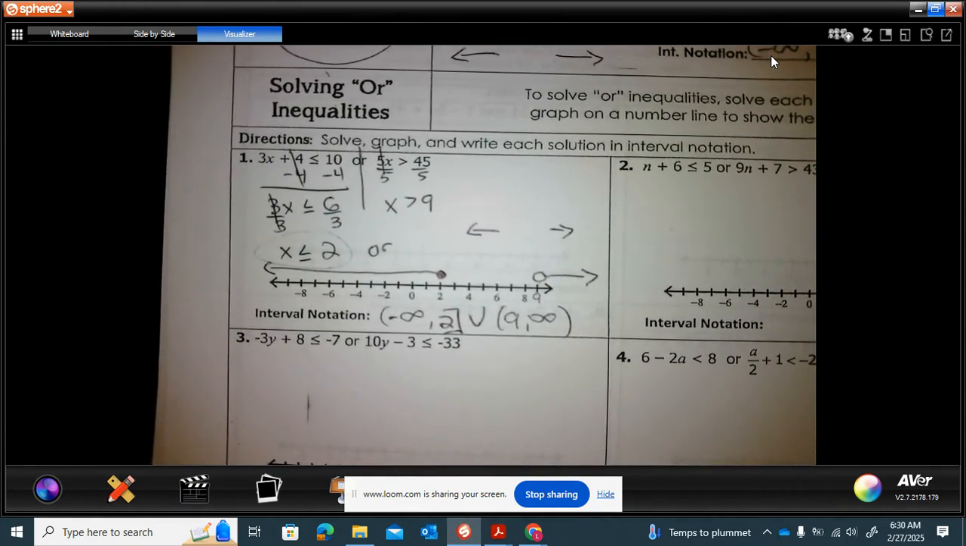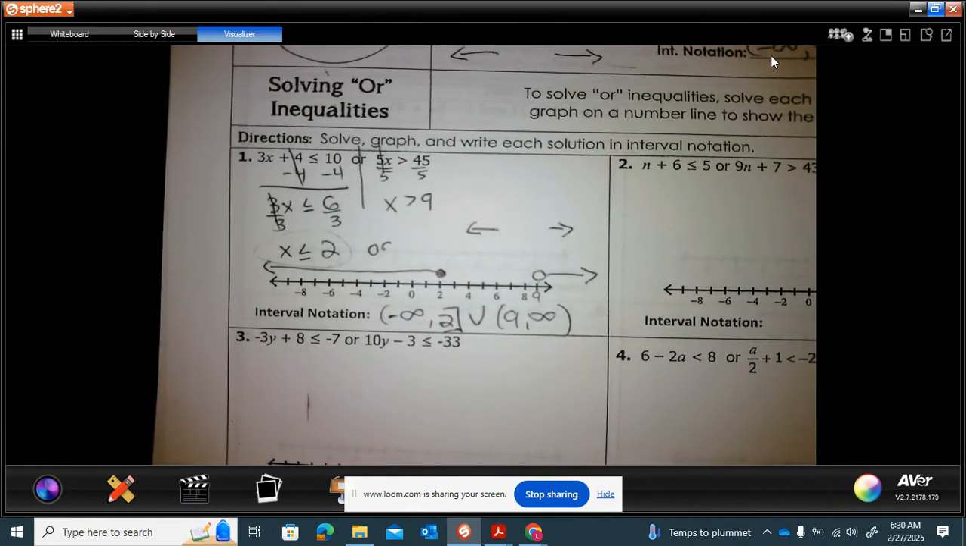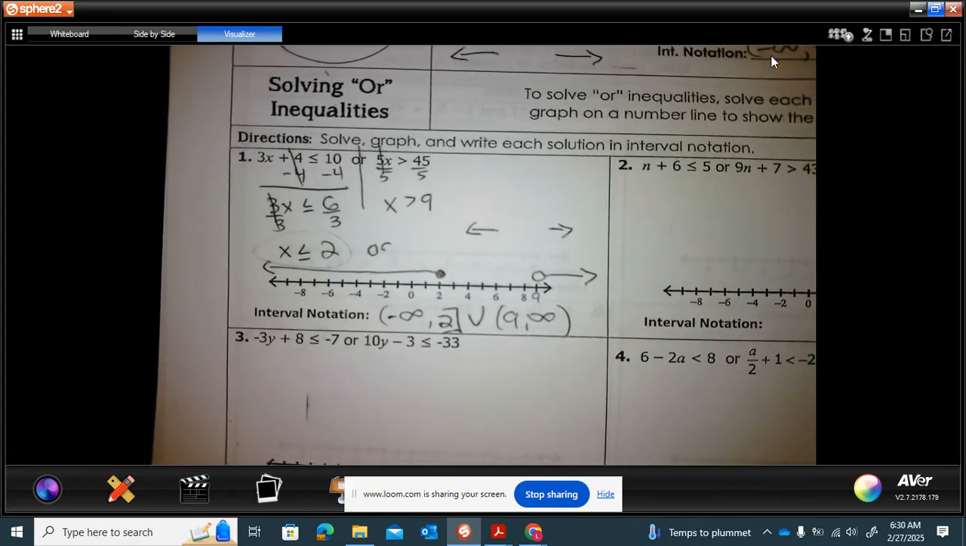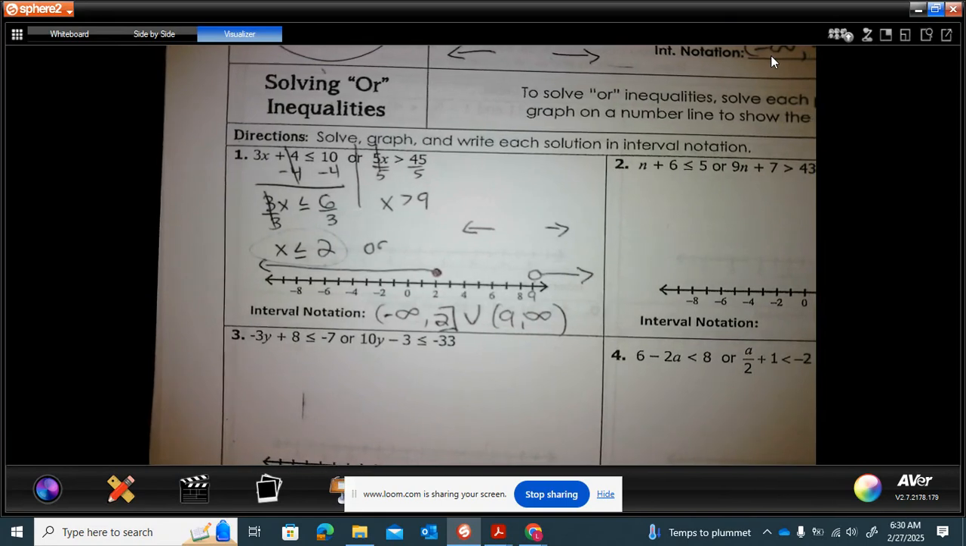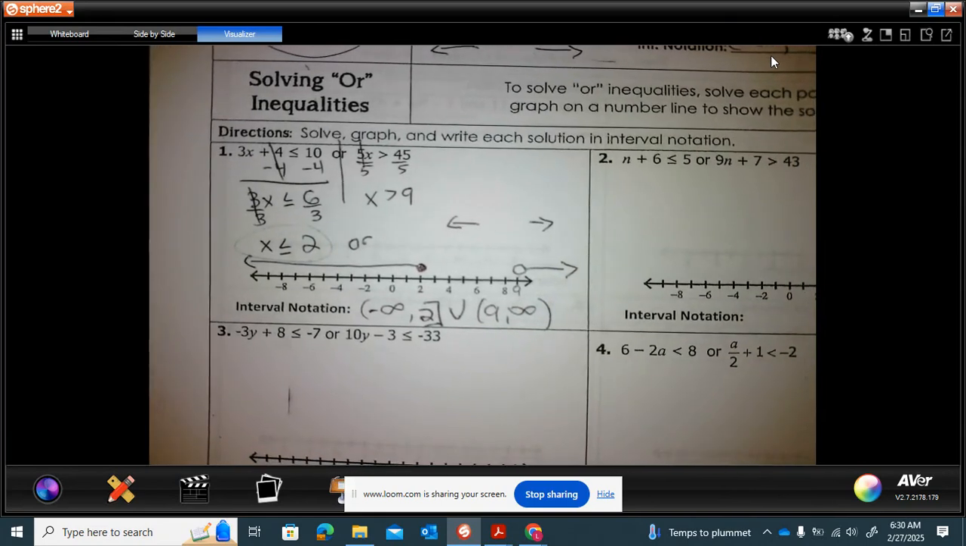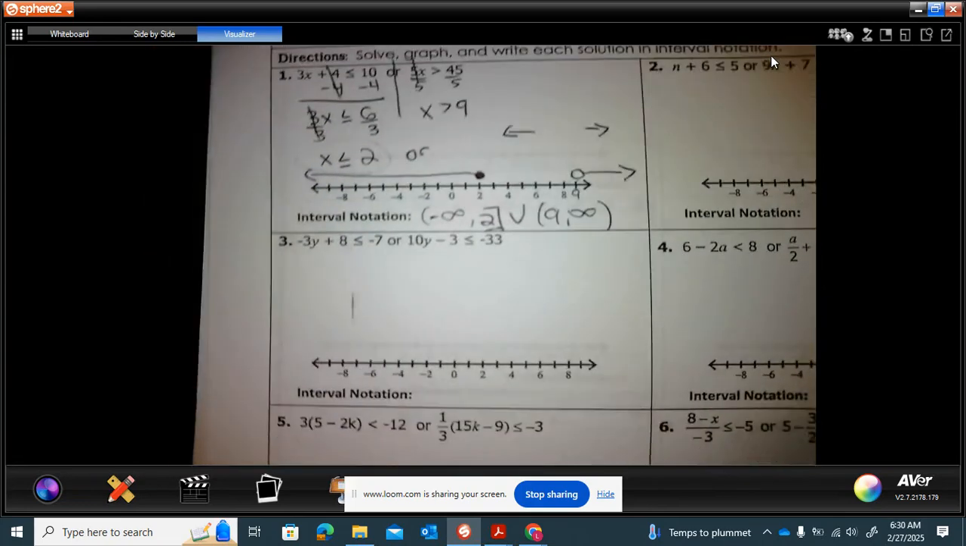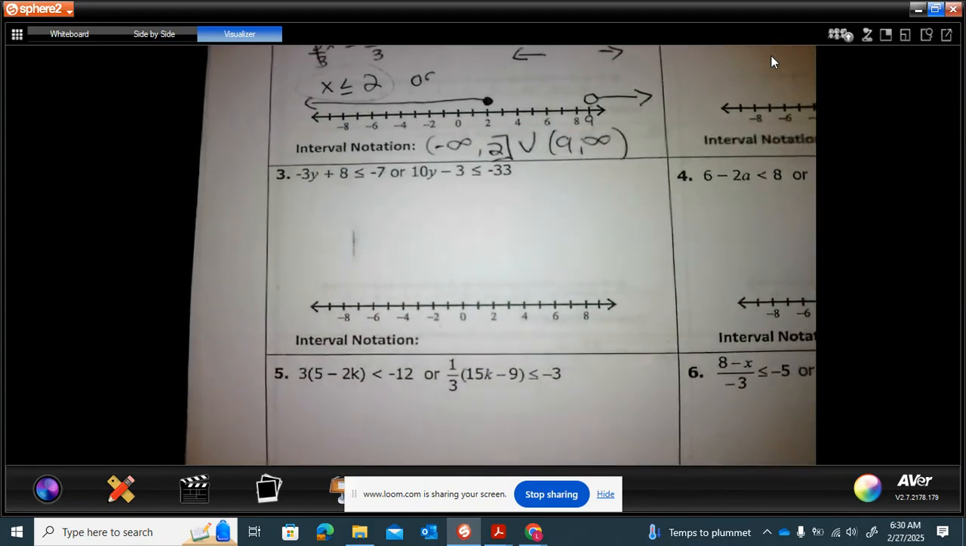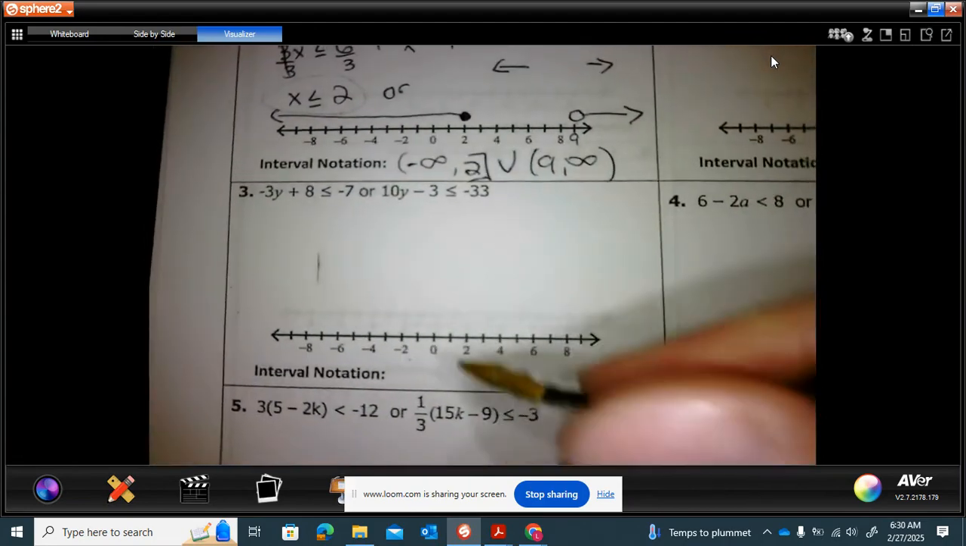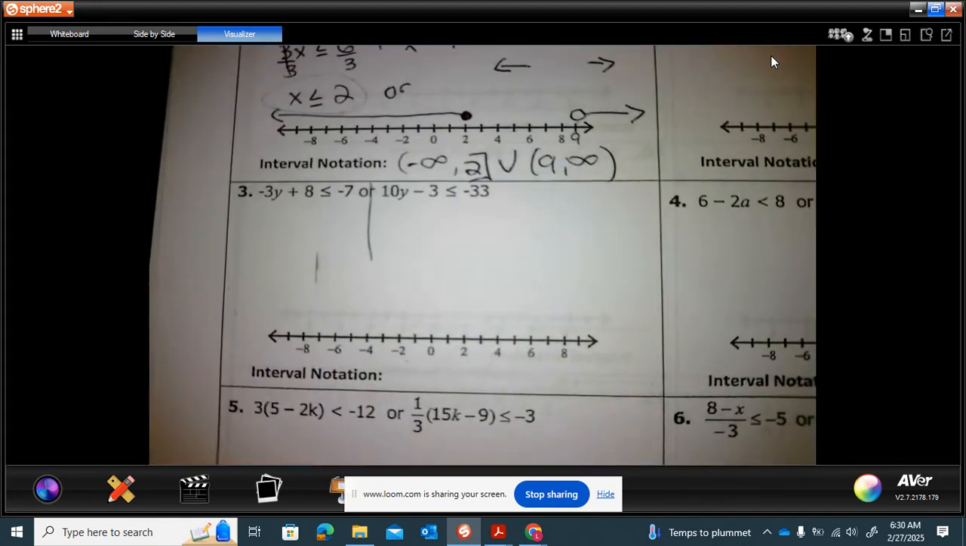And that's it. You just have to solve each one of them, and you should know that an or always is going to be to the left and to the right. So let's do one. That's a good one. Let's do question 3. Question 3, you have or again. So I know I'm going to have to solve these two individually.